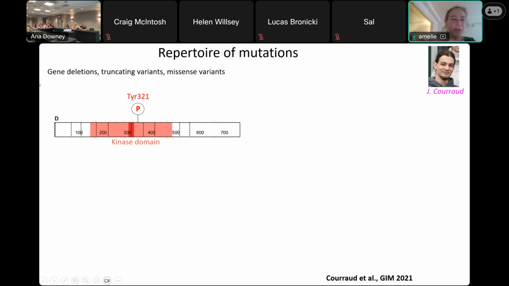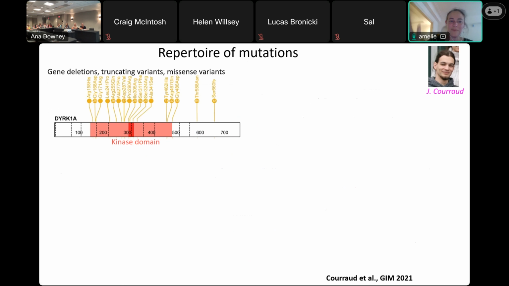And so all the different mutations include some gene deletions, truncating variants in different parts of the protein, and also missense variants, so only one amino acid change, usually occurring in the kinase domain. But we also have other amino acid changes occurring in the rest of the protein, and we are not always sure that they could be really pathogenic, so we are not sure they are affecting protein function. And that's why we developed a functional test.